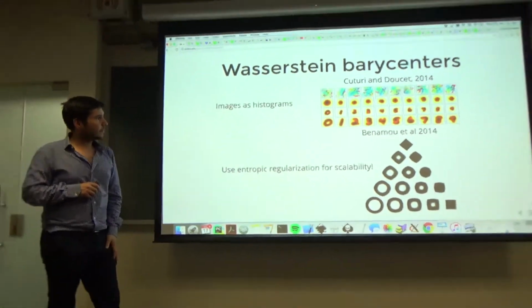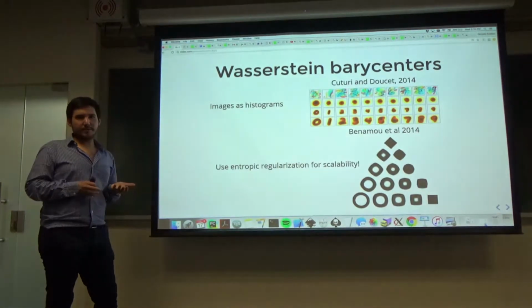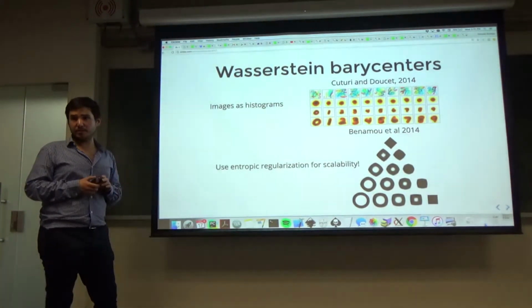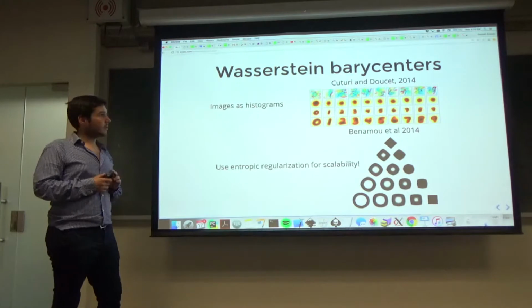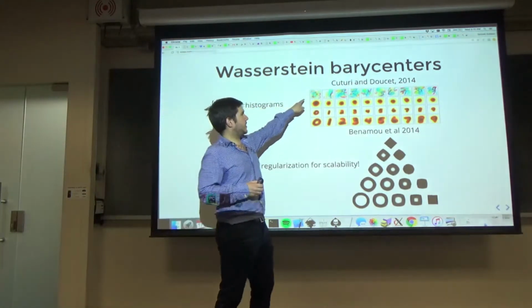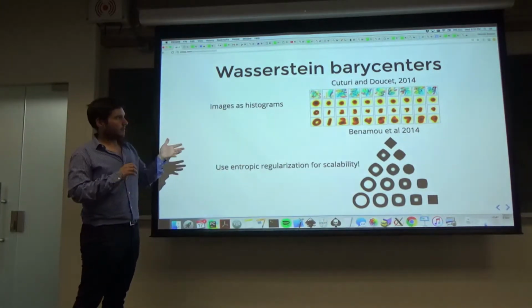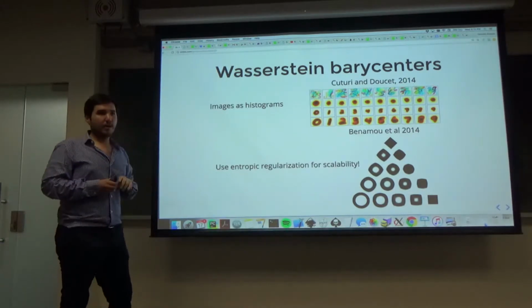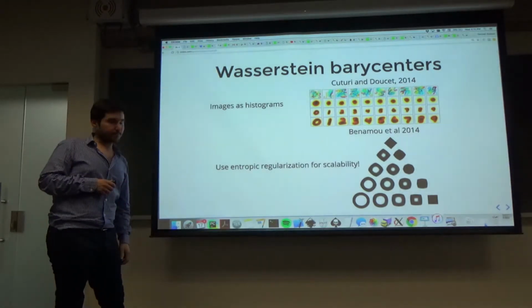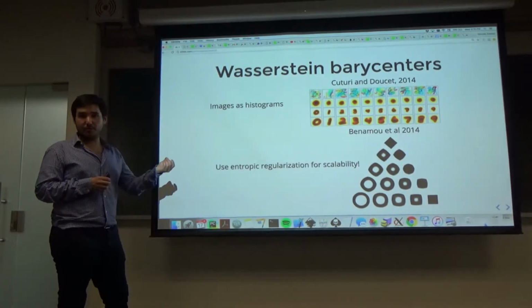So in the context that people work in, people usually think of images as histograms. So you would like to have a barycenter of images, for example. Here you can have a lot of zeros or a lot of ones or many numbers, and they are similar to each other, but they can be translated or rotated, and you would like to have something that is a center in the sense that it's invariant to these transformations. And it turns out that the barycenter gives you a summary that is invariant to those transformations.